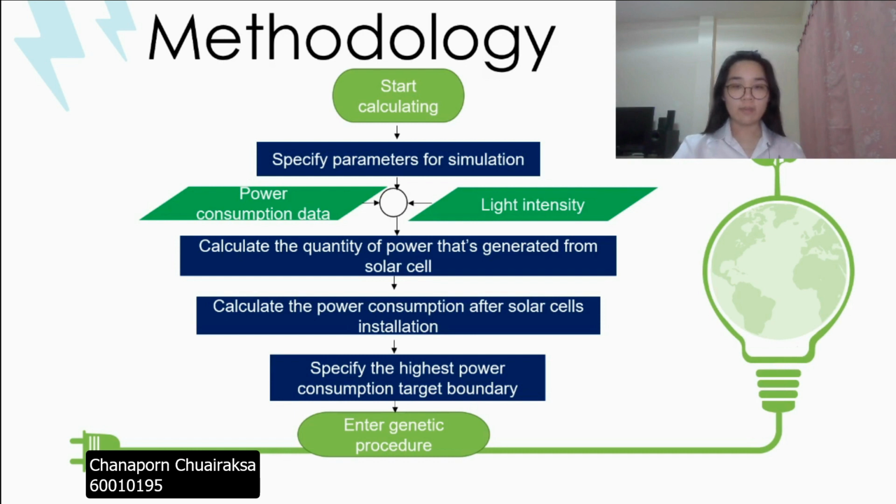The first step, setting the parameters for simulation, then keeping power consumption data and light intensity. Next, calculating the quantity of power and the power consumption with equations in the theoretical background part. After setting the highest power consumption target boundary, enter the genetic process.